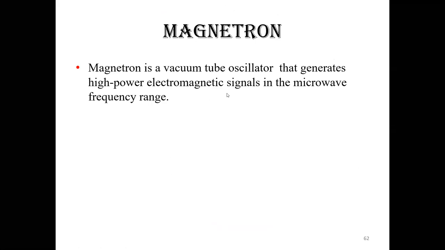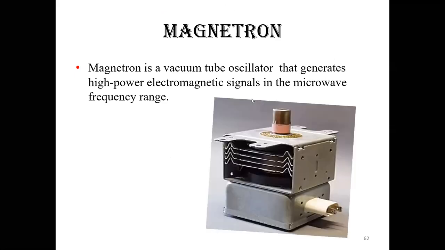Magnetron. What is the magnetron? See, a magnetron is a vacuum tube oscillator that generates high power electromagnetic signals in the microwave frequency range. That is the magnetron.